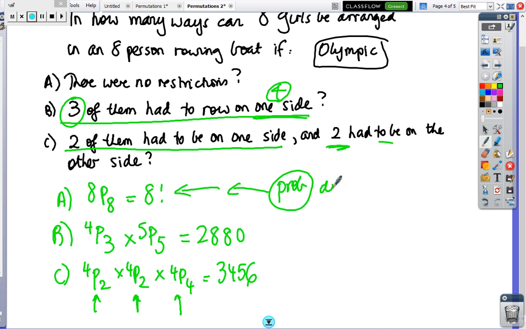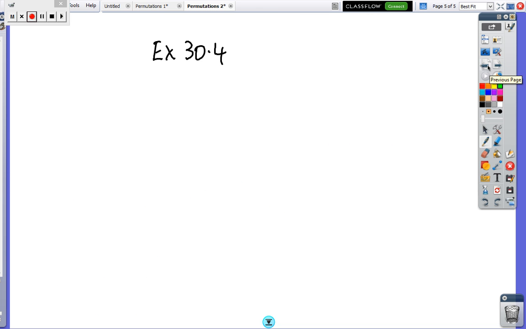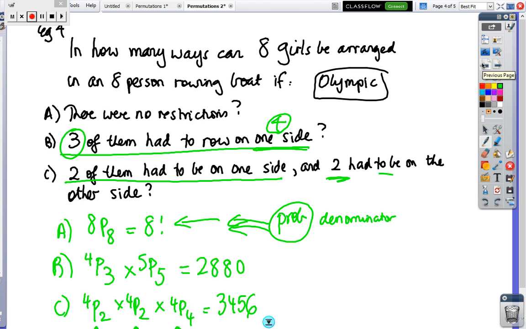Okay. So this answer might be important because if it turns into a probability question, then that would be the denominator of the probability. So sometimes you have to calculate the unrestricted case, because if the question turns into probabilities, you always divide by the unrestricted case. I'm pretty sure that's the last part. So there's your exercise 30.4 from the worksheets. Okay, that's a nice quick one. See ya.